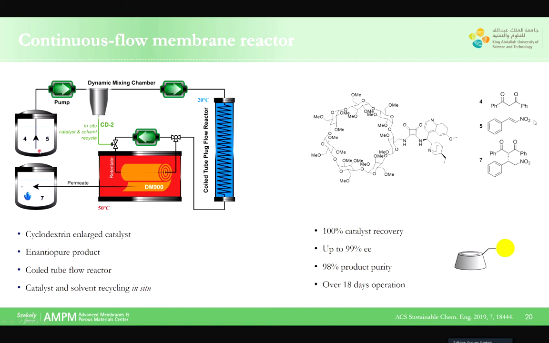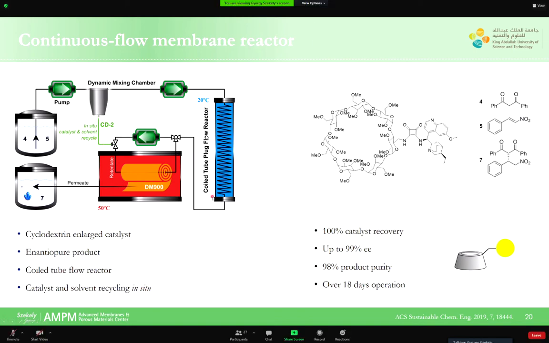So here you have your substrates, or reagents, 4 and 5. Here you can see the structure, and 7 is forming as the product that you can see here at the end of this process. The first step is going through the reactor, and once the reaction is complete, then the retentate is recycled back in situ. So the catalyst and the solvent are going to be recycled back.